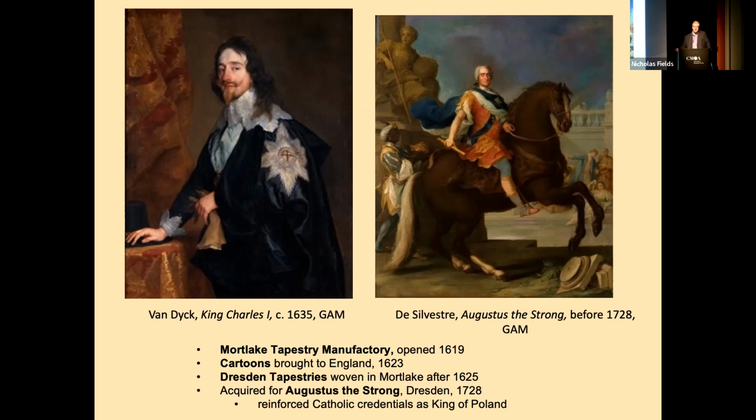But at any rate, Charles not only oversaw the opening of this tapestry factory, he bought the cartoons that were used for the Vatican tapestries that had been circulating in Europe in various places. He acquired them, brought them to London in 1623, and then started having tapestry sets woven after them. There were 7 surviving cartoons out of an original, we think, 10. And what happened to the other 3 cartoons isn't clear.